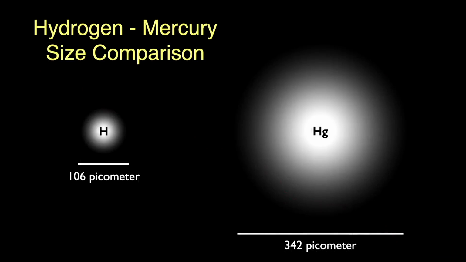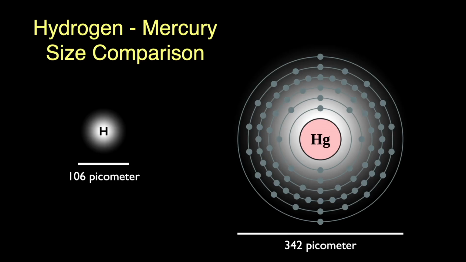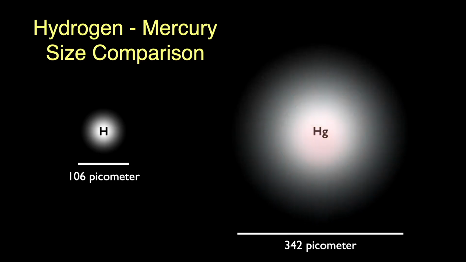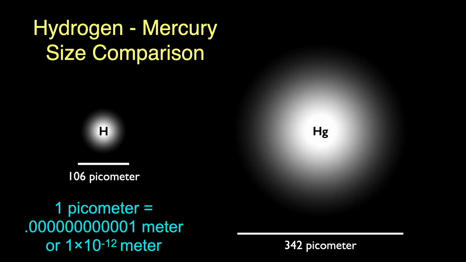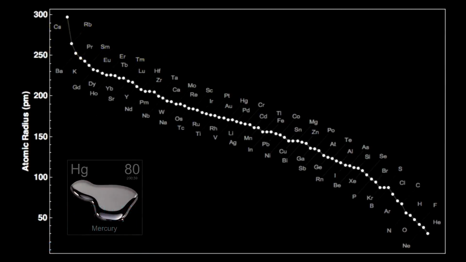If we compare the size of the mercury atom to that of hydrogen, we'd see something like this. The mercury atom is about 3¼ times the size of hydrogen. Here's the electron structure. By the way, a picometer is a trillionth of a meter. Atoms are seriously small. Looking at all the element atom sizes, here we see them sorted from largest, cesium on the top left, to the smallest, helium on the bottom right. Mercury has the 38th largest sized atom of the elements, about in the middle of the pack.